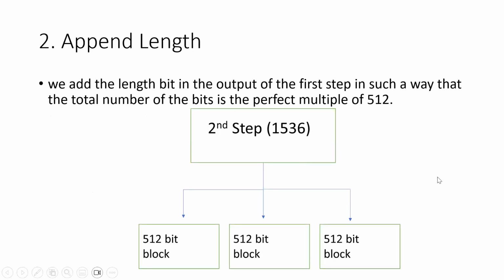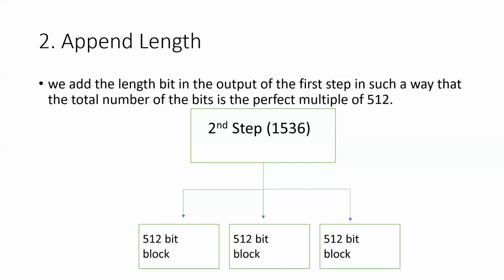So the second step is to append the length. As I told you, 1536 is a multiple of 512. It's 3 times 512, right? So what we do here is divide this value into 3, because it consists of 3 blocks of 512.